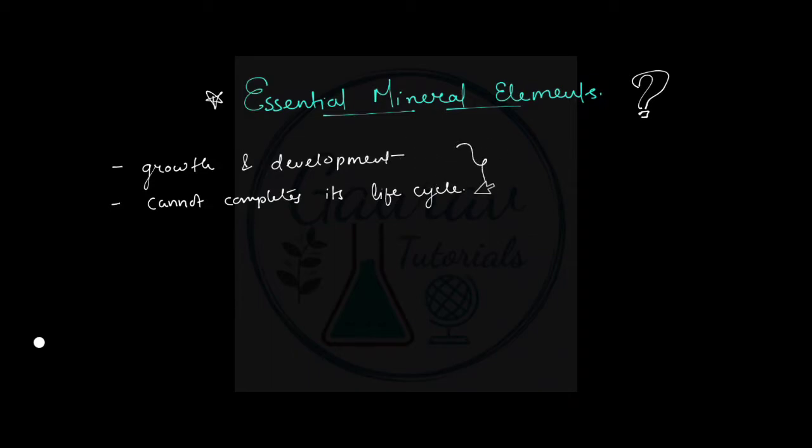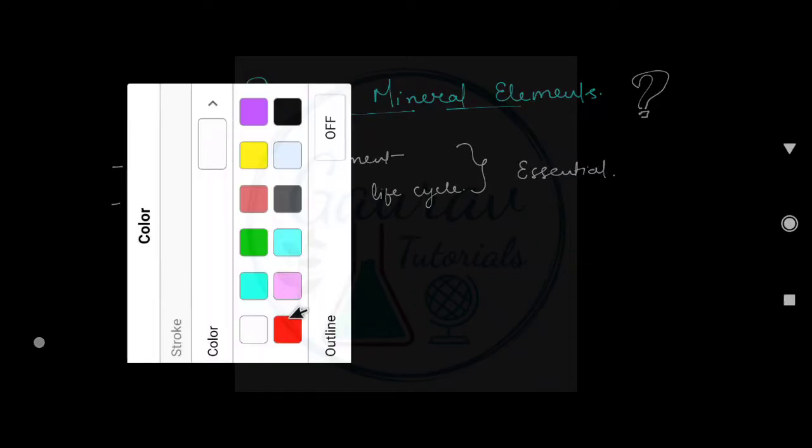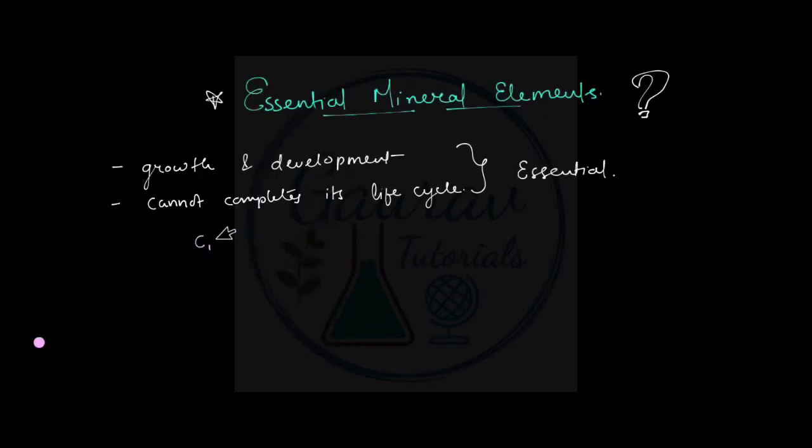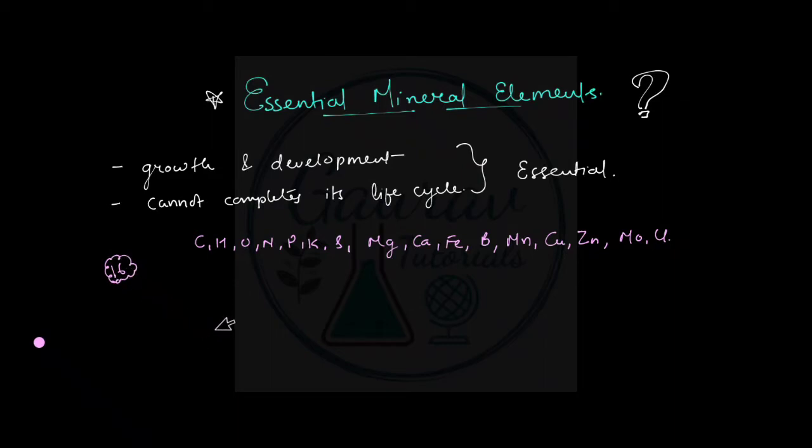So these elements would become essential elements, and examples of such elements include carbon, hydrogen, oxygen, nitrogen. Then you have phosphorus, potassium, sulfur, magnesium, calcium, iron. Then there is boron, B. Then you have manganese, then copper, then zinc, molybdenum and chlorine. So in total, you could have as many as 16 elements which are considered to be essential for plants.